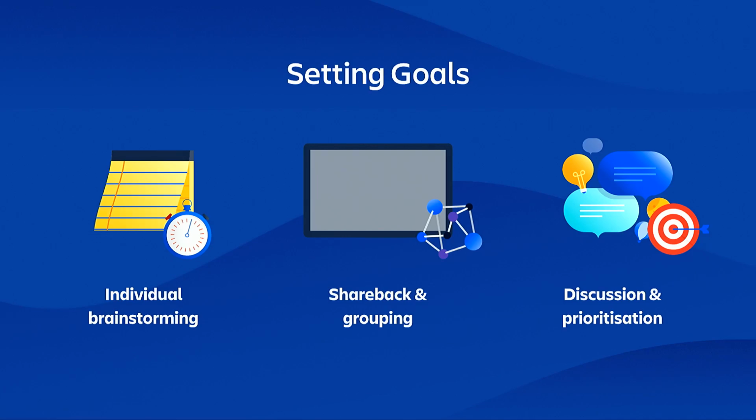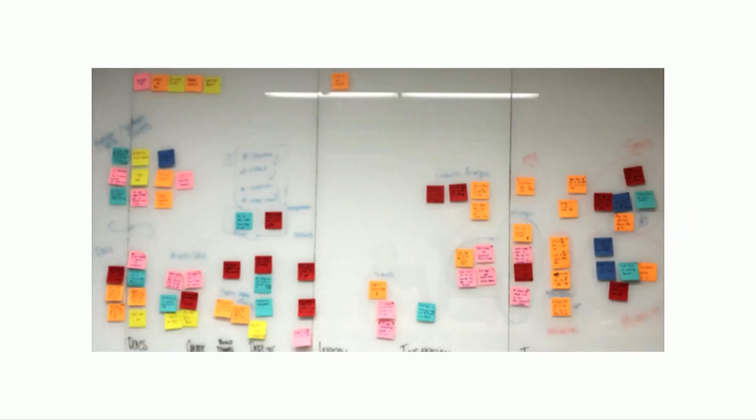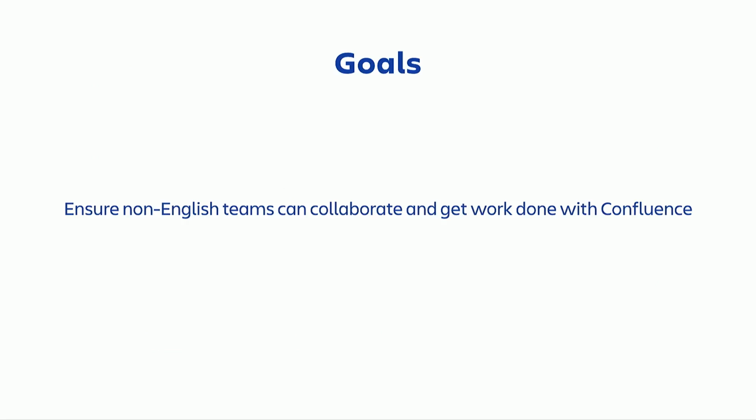So you're probably going to end up with something that looks like this. It's a whiteboard with lots of post-it notes everywhere with groupings and summaries written out. This is an example from another project that we were running recently. Unfortunately, it's a little bit blurred out because it's not shipped yet, but you get the idea. So for us, we landed on one goal, and that was to ensure that non-English speaking teams can collaborate and get work done with Confluence.